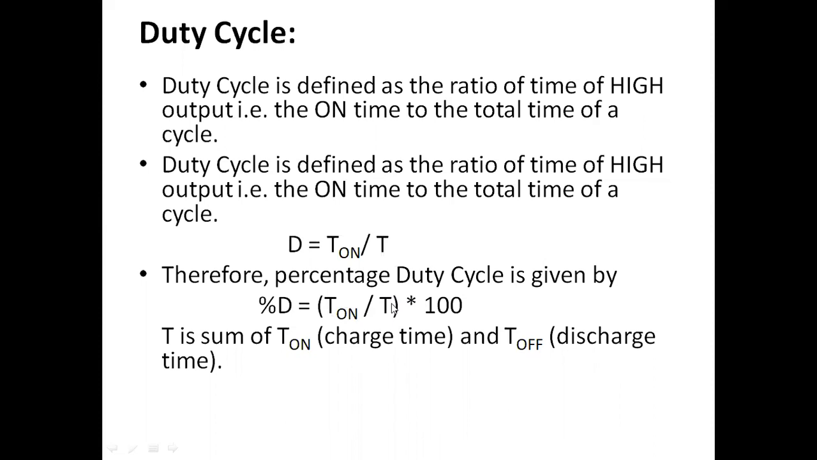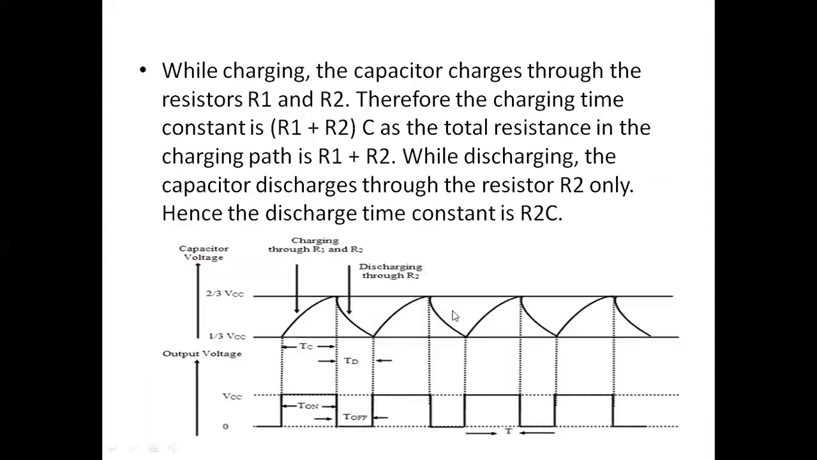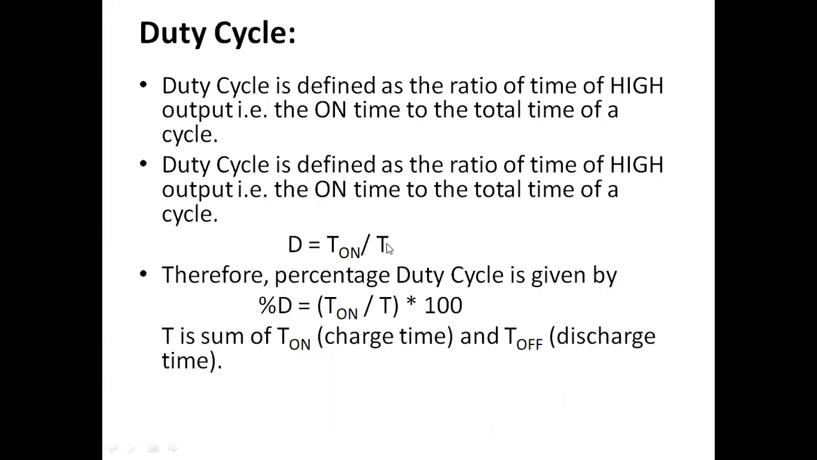Total time is the sum of on time and off time, that is charging time and discharging time. So this is the on time and this is the off time, that is charging time and discharging time. Together they give the total time period, the T value. So in order to find out the duty cycle, we should find out the on time and the total time, that is on time and off time.